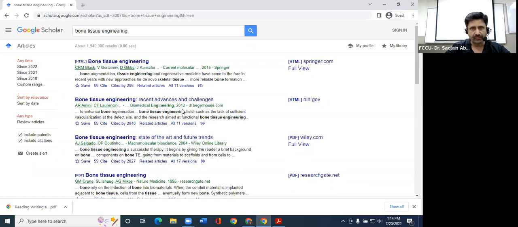It is an old one. It was published in 2020. So it is an old paper, and that was the time when bone tissue engineering was actually a developing field. So it means that this paper must be dealing with the fundamental science of this particular research area.